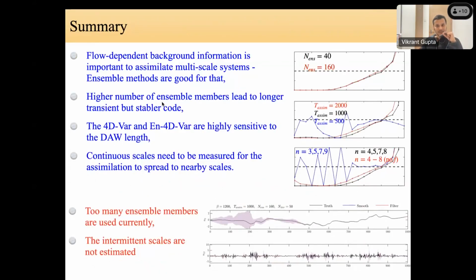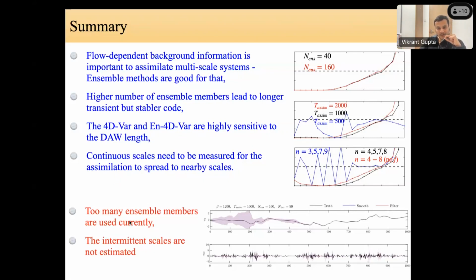This is all. This is the summary. So what we find is that flow-dependent background information is quite important to assimilate multi-scale systems, and ensemble members are very good for that. A higher number of ensemble members leads to a longer transient but stabler codes. The 4D var and ensemble 4D var are very sensitive to the length of the data assimilation window. And lastly, we need to measure continuous scales so that the information can be propagated towards the faster and the slower time scales. If we only measure isolated scales, then we do not propagate information.